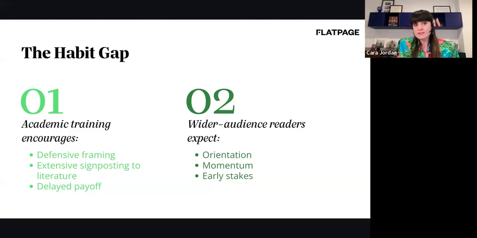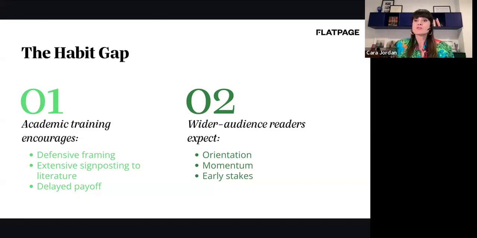Now, in contrast, let's look at, under bullet 2, what wider audiences expect. Orientation means helping the reader understand where they are and what kind of journey they're on. And this doesn't, again, mean oversimplifying. It means giving readers enough footing or context so that they can follow complex ideas without getting lost. So we don't want them to feel alienated here.